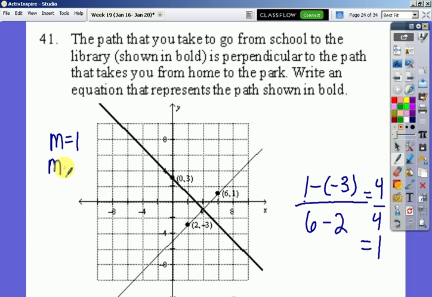Right. So I have a slope of 1. The bolded line, let's put m sub b, is negative 1, the opposite reciprocal. And so what's the equation of that line? Negative x plus 3. And again, where do we get 3 from? Yes. The y-intercept that's shown on the graph.